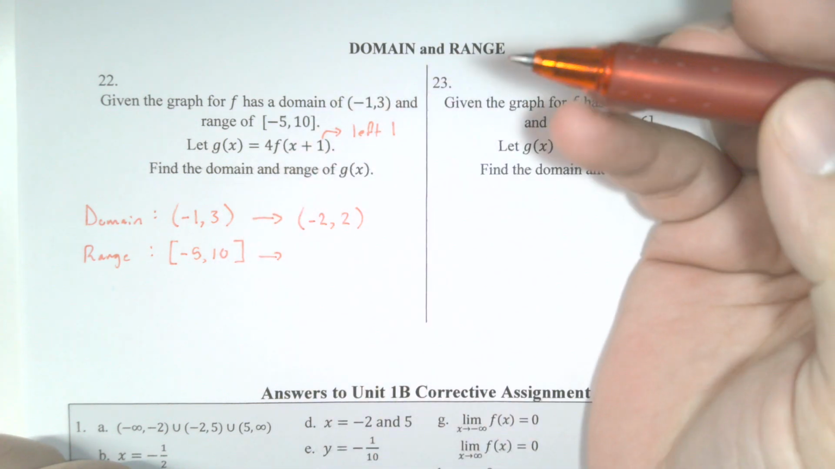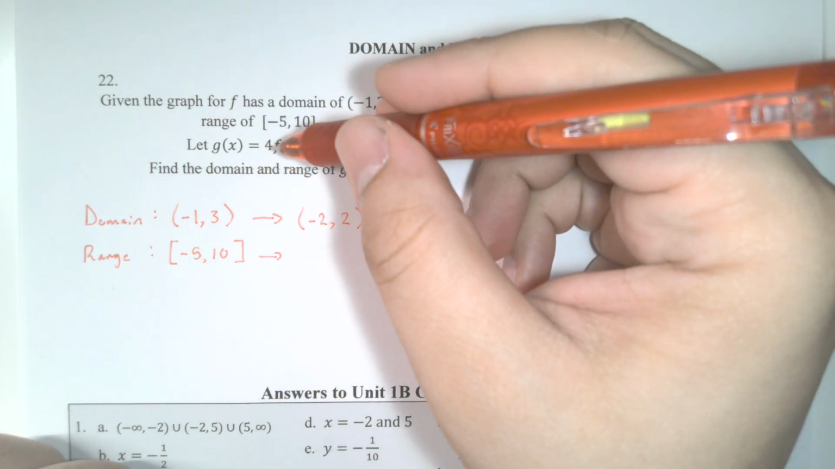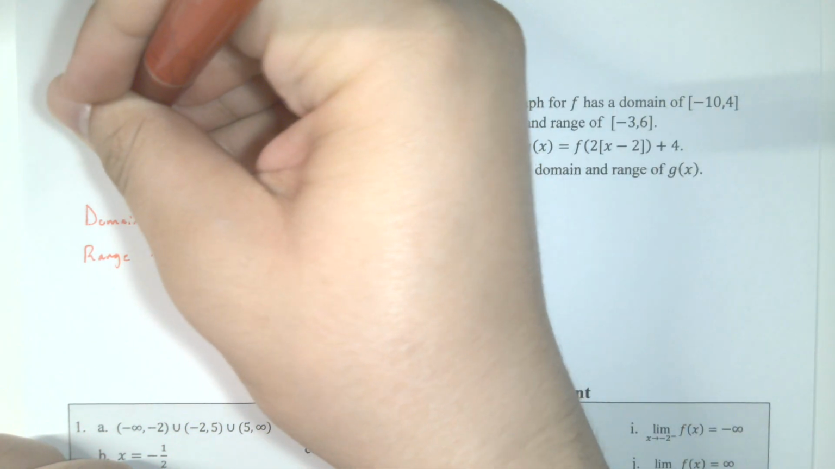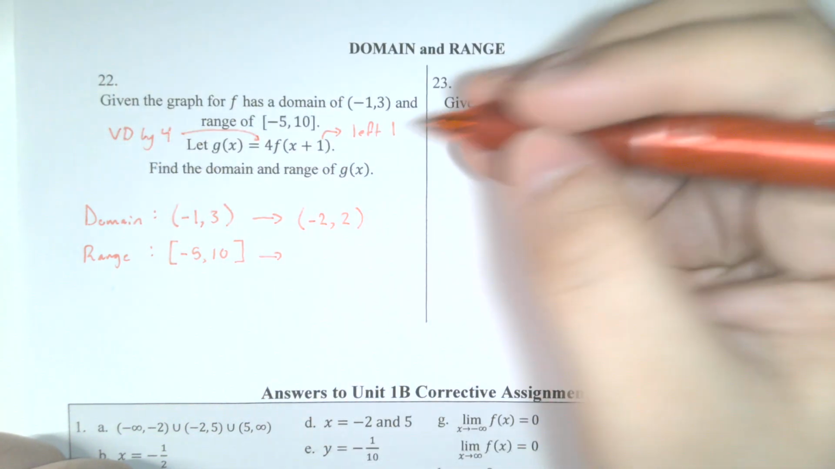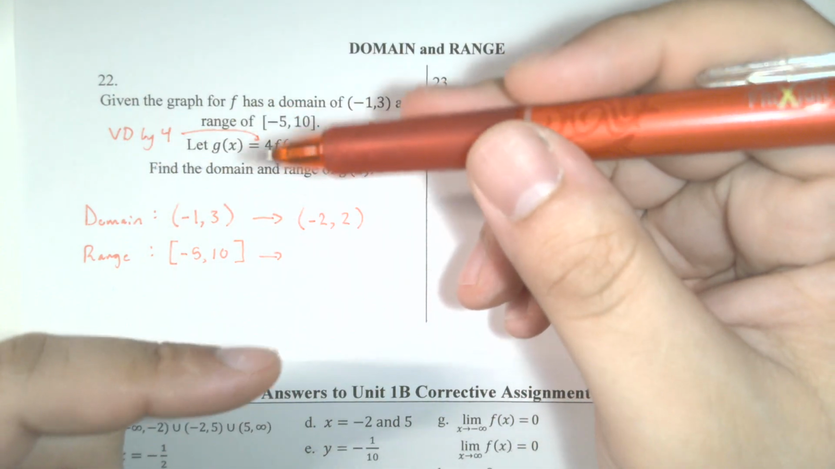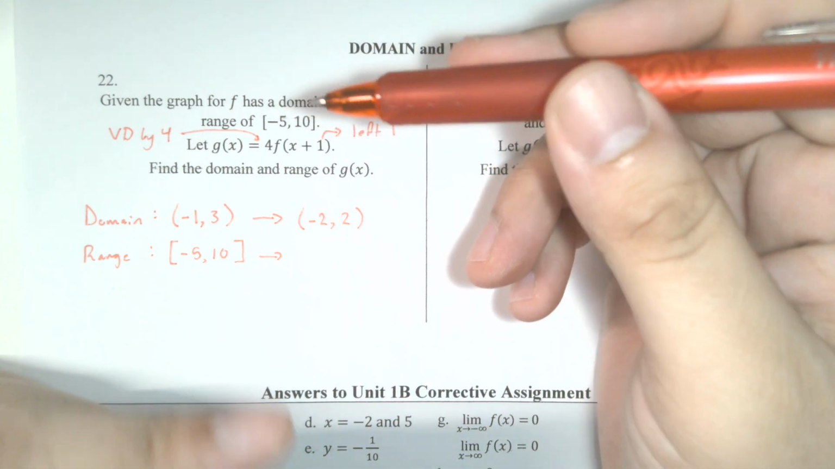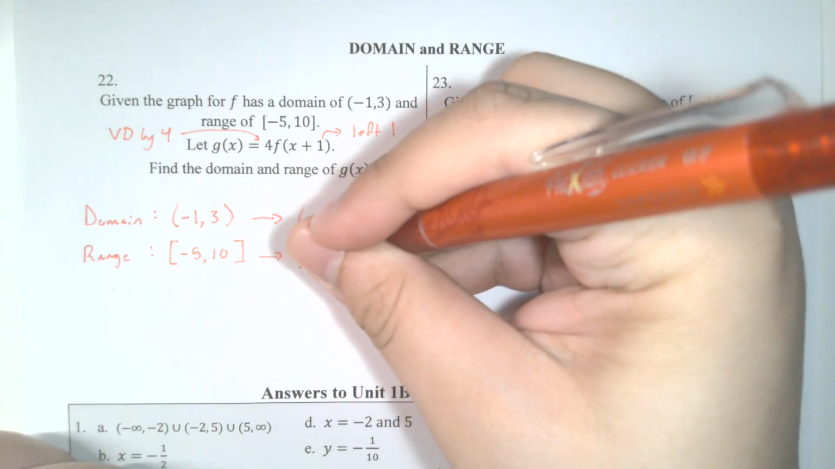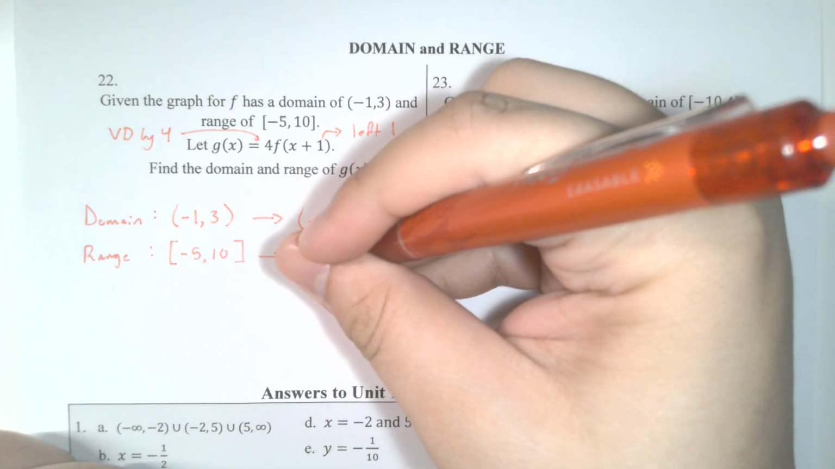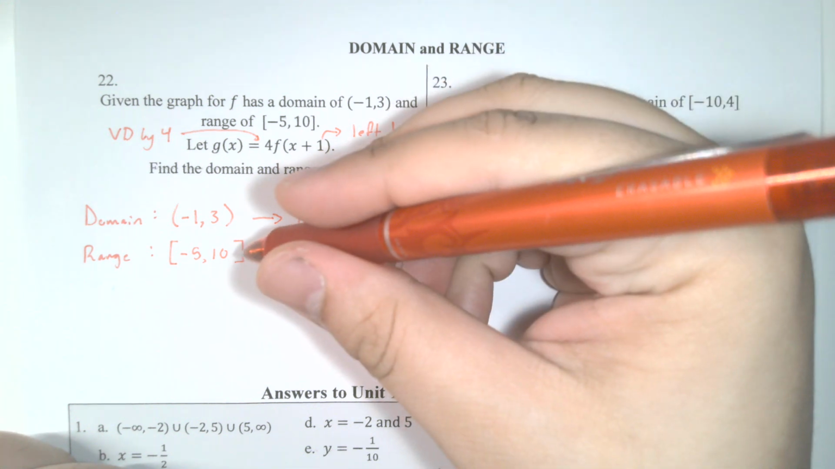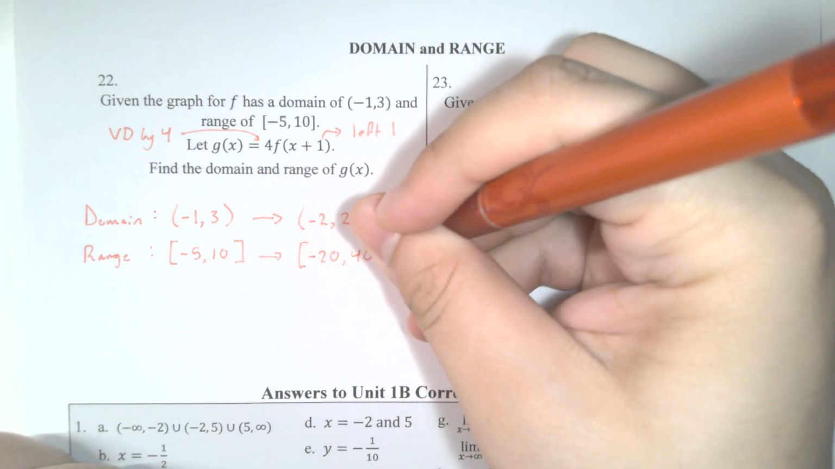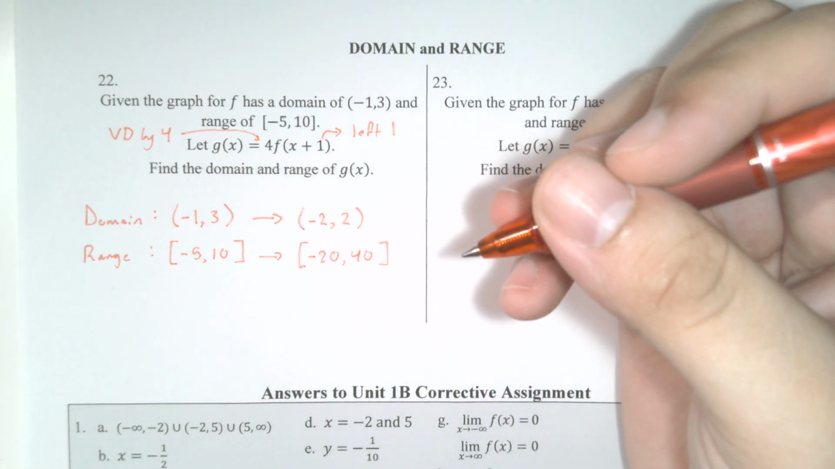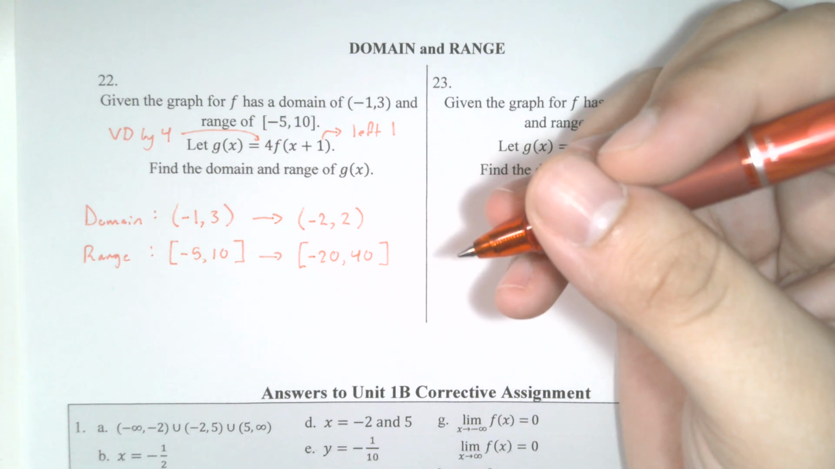Now what about our range? The only thing affecting our range is this vertical dilation by 4. So again, vertical dilation by 4. Remember, that's going to stretch all of our y values away from the x-axis. All of our y values are being multiplied by 4. And so what we get here is -5 times 4, which is -20, and then 10 times 4, which is 40. And so that is our new domain and range for this function.